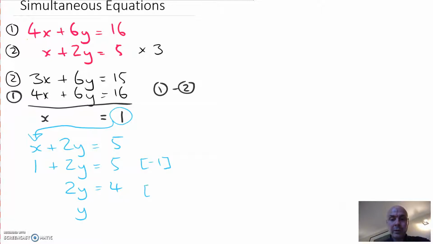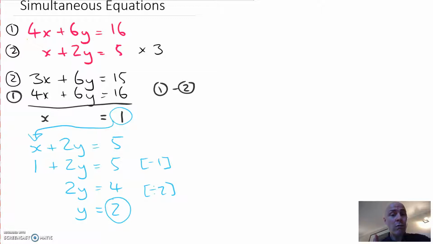So we can divide both sides by 2. It's going to give me 2y divided by 2 is y, and on this side 4 divided by 2 is 2. So we're solved for y. Okay, so I reckon the answer to these simultaneous equations is x equals 1 and y equals 2.